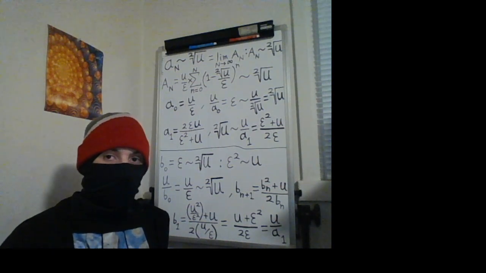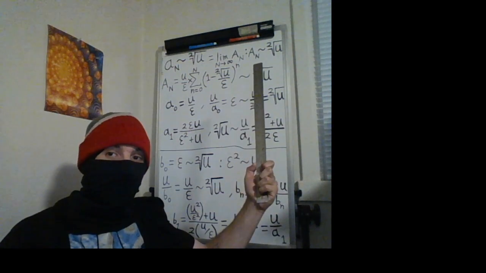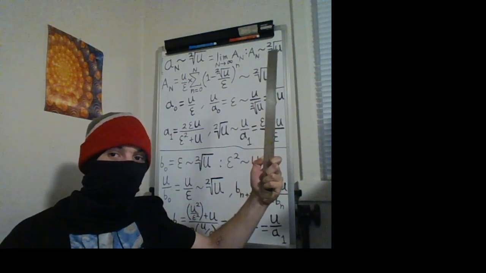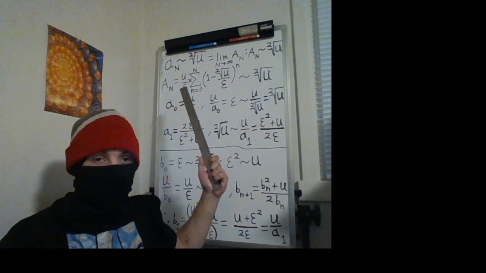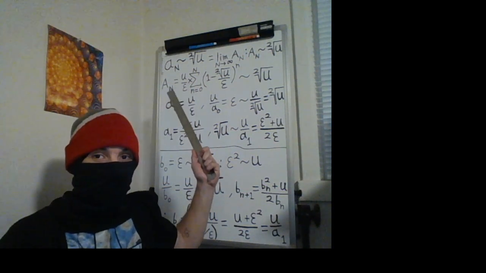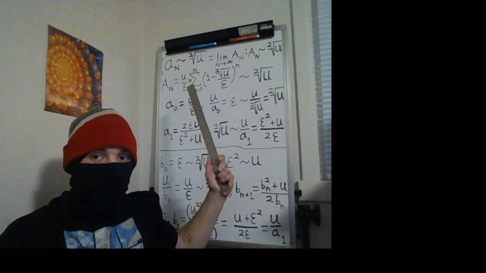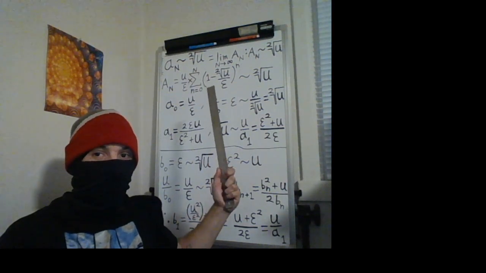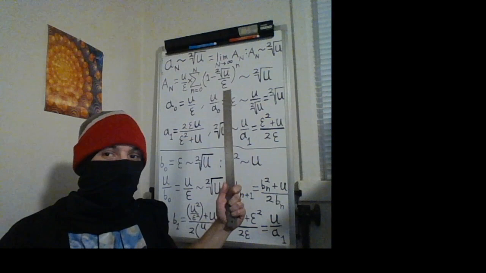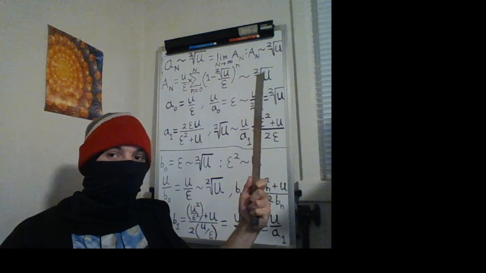Well, we have arrived at two asymptotic relationships. The first one arrived at is capital A subscript capital N, which is u over epsilon times the sum from lowercase n equals 0 to capital N of the quantity 1 minus u over epsilon squared, to the power of n. That is asymptotic to the square root of u.